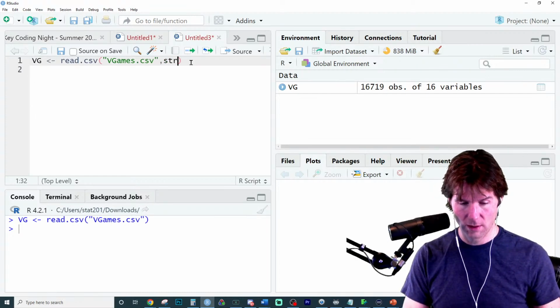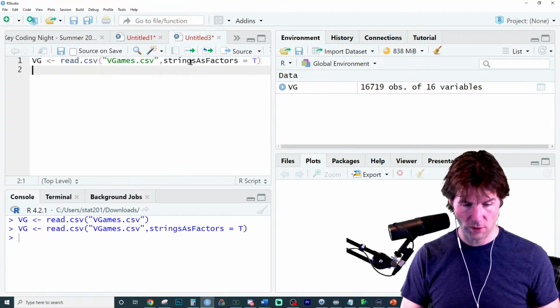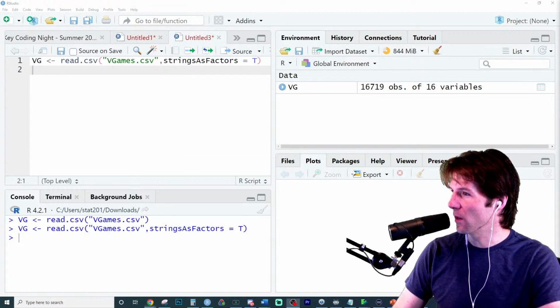And now strings as factors equals true. Okay, so there we go.